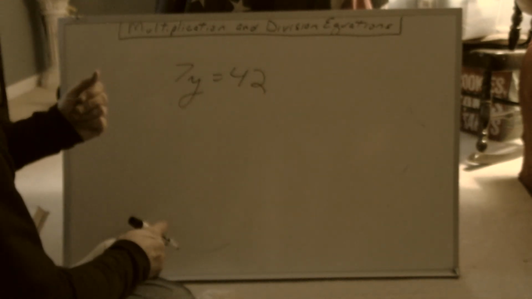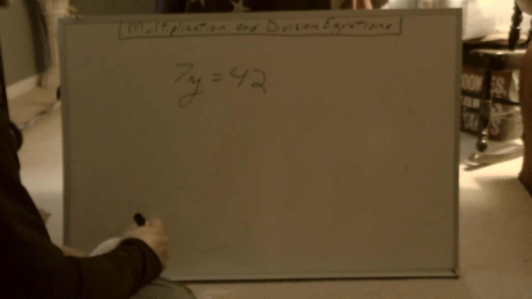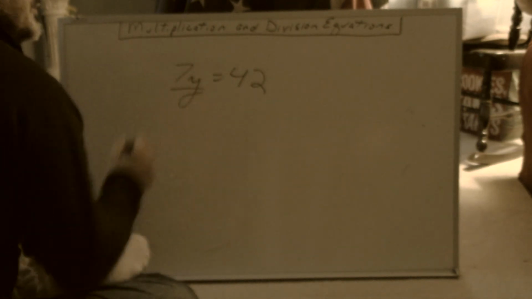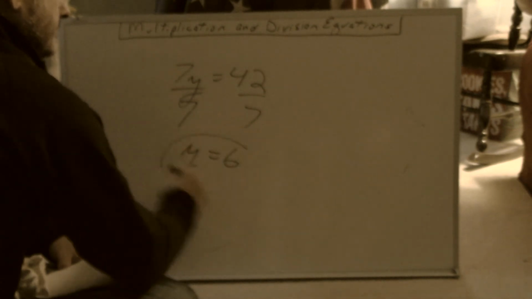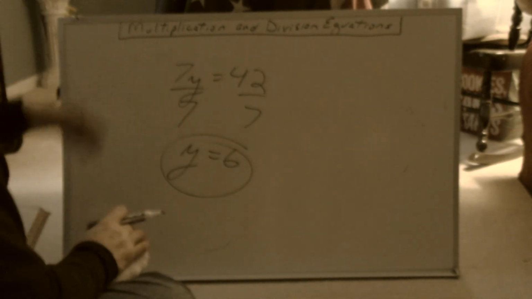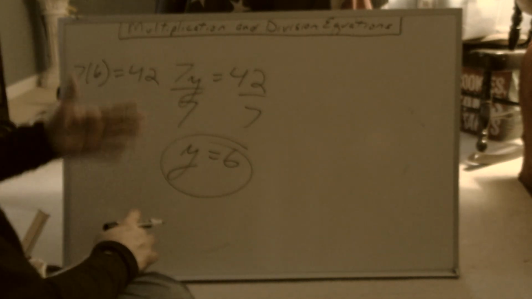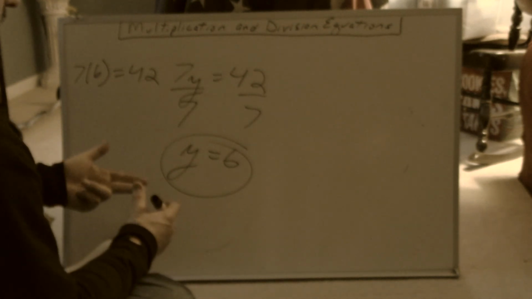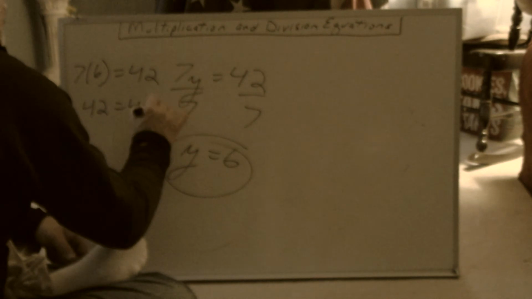7 times y equals 42. What number times 7 is 42? Well, if we know our 7 times table or our 6 times table, we know. Let's do inverse operation. 7 divided by 7, y equals 6. Now, let's see if I'm right. 7 times 6 equals 42. 7, 14, 21, 28, 35, 42. 42 equals 42. Cool. We're done.